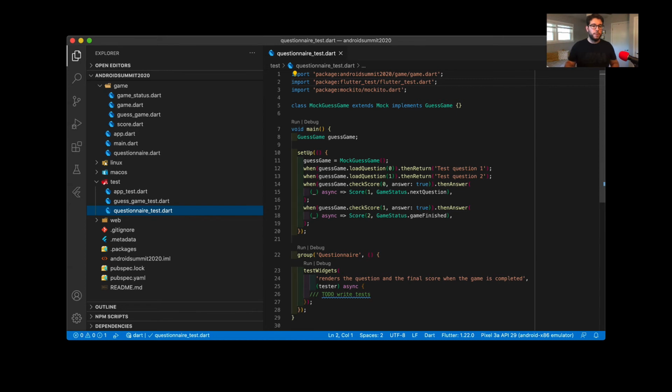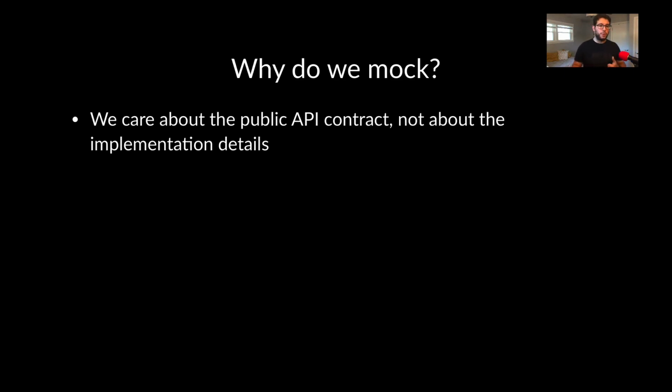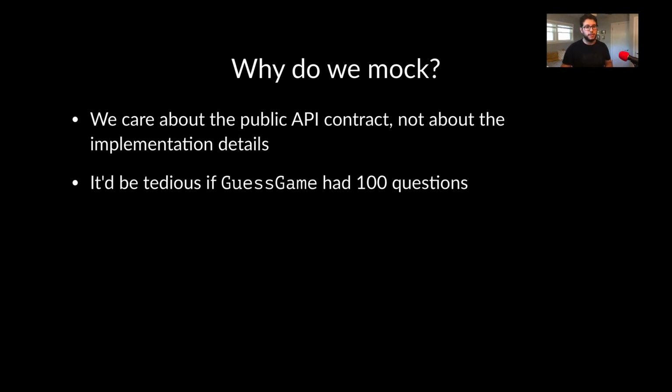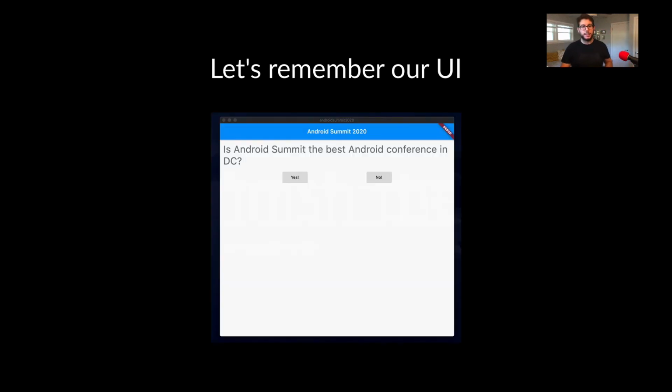If we look at the bottom, we still have to write our test, but what we've done in the setup method is to create all the dependencies and put them in such a state that we're gonna be able to test this widget. So why are we mocking? Again, it's because we only care about the public API contract between dependencies, not about the implementation details. If we had 100 questions, it would be really tedious to test. And we can force what state we want to have for our dependencies and throw successes or errors as desired.